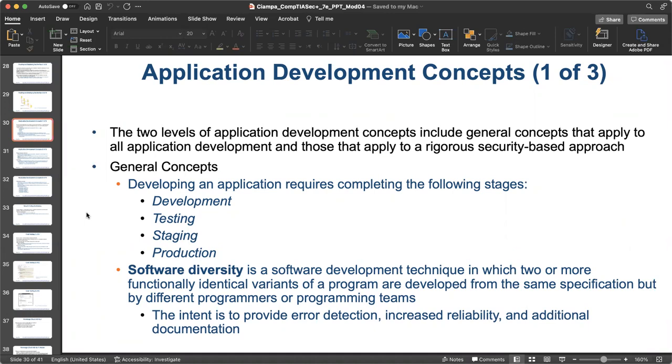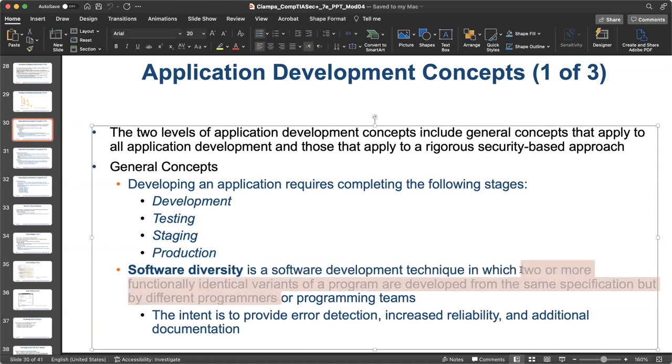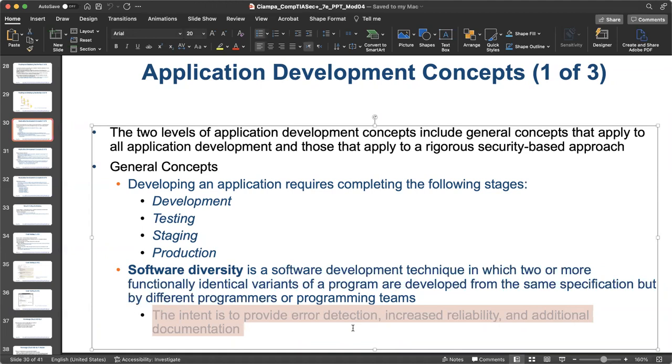The concept of software diversity as a software development technique is one in which two or more functionally identical variants of a program are developed from the same specification, but by different programmers. Can you guess why we do this? Two identical applications coming from two different teams. You see it down here, right? So if an error is there, specifically if a malicious intention is there, it can be figured out.